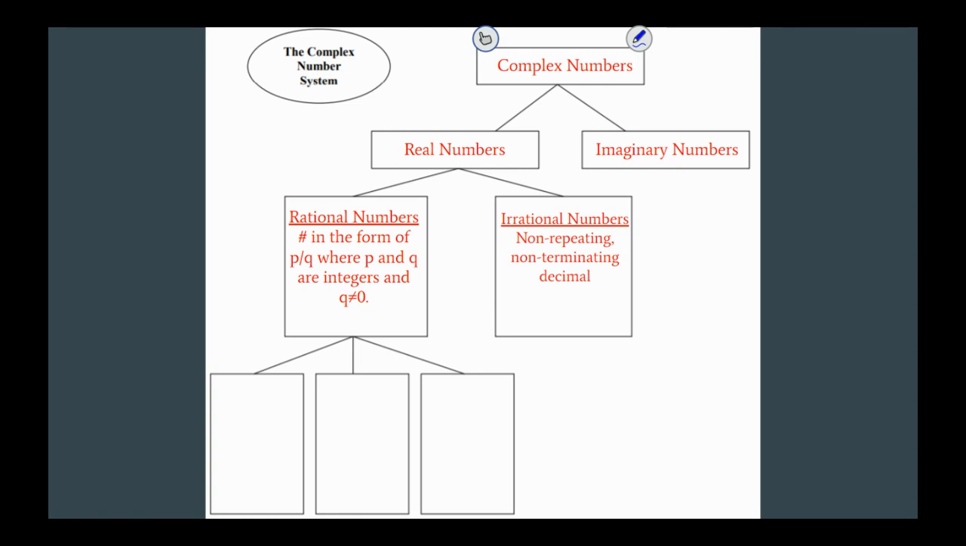Does anybody know what a non-terminating decimal is? It goes on forever, it never stops. Does anybody know an example of a decimal that never stops? Pi. Anybody know another one? Well, square root of 2. And square root of 13. Lots of examples there.